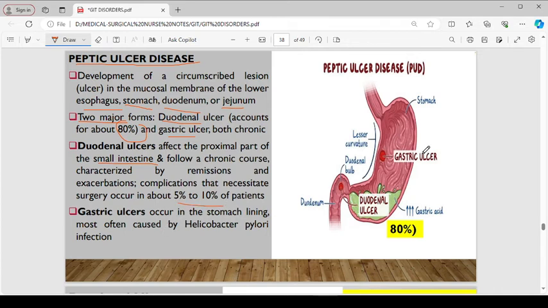Gastric ulcers, on the other hand, will occur in the stomach lining, and they are mostly caused by one bacterium. We refer to it as H. pylori, the Helicobacter pylori infection. Okay.